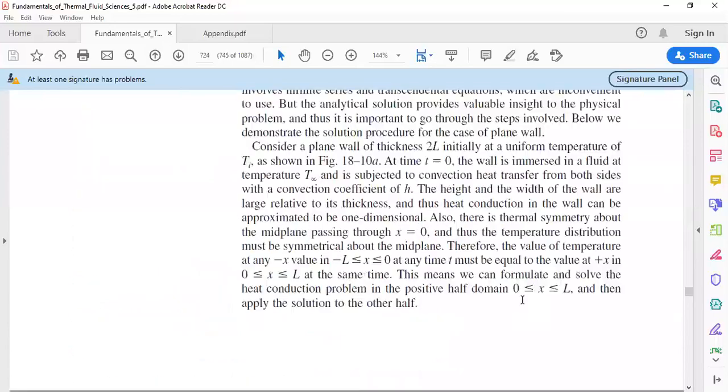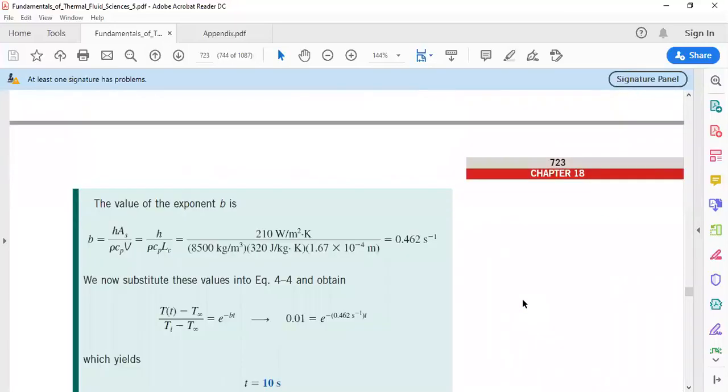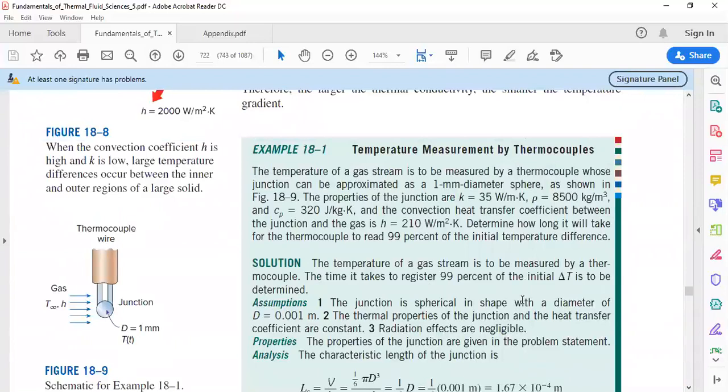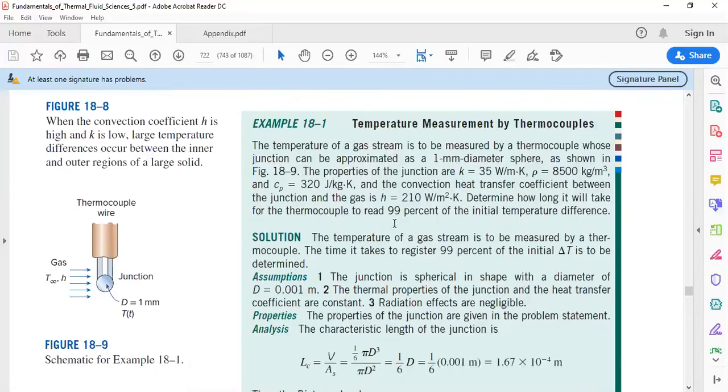Okay, this example 18.1. In this example, it tells us that the temperature of a gas stream is to be measured by a thermocouple whose junction can be approximated, this is the junction, as a 1 millimeter diameter sphere, as shown. The properties of the junction are given as thermal conductivity, density, specific heat at constant pressure. The convection heat transfer coefficient between the junction and the gas is 210 watt per meter square Kelvin.